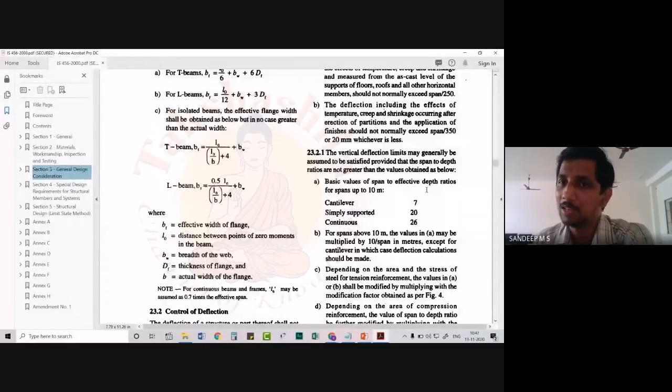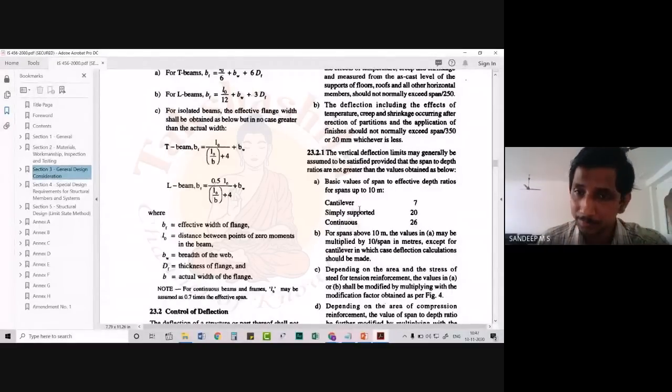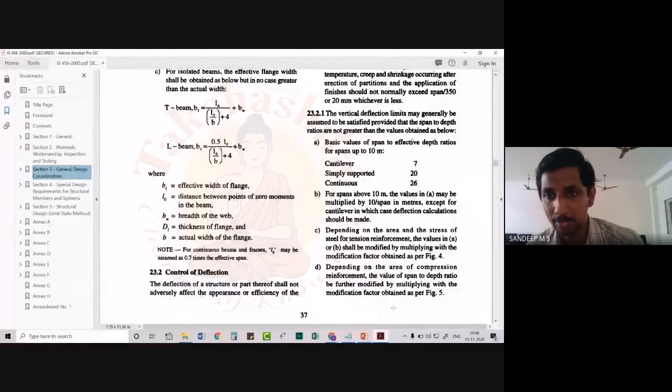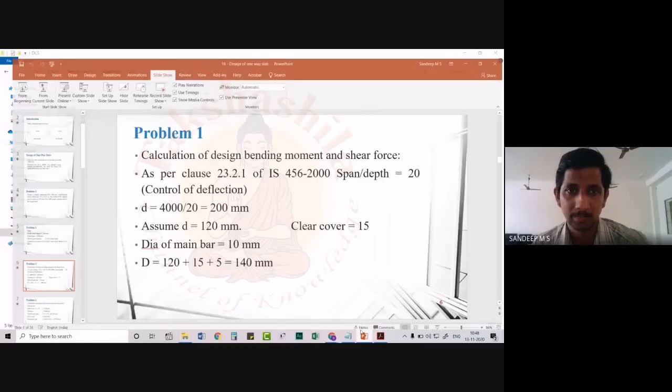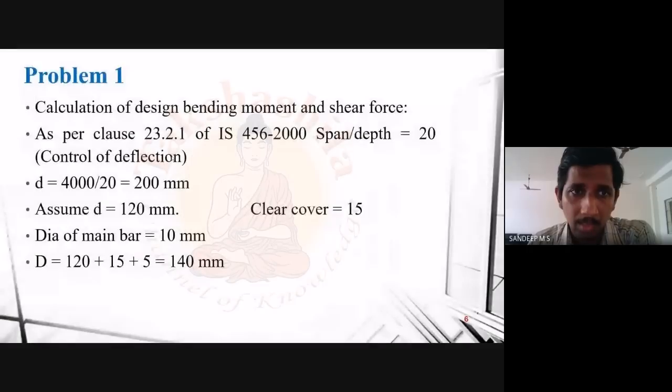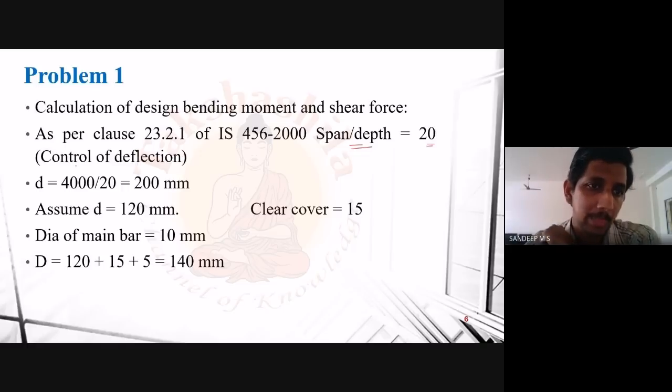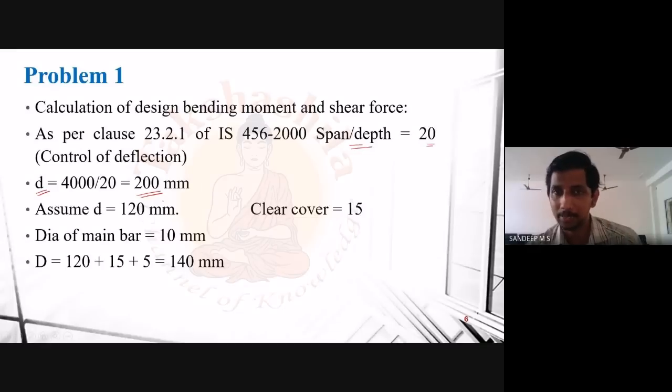The basic value of span to effective depth ratio they have mentioned was, for cantilever 7, for simply supported 20, and for continuous beam 26, and some other conditions are given below that. We will utilize these conditions and come back here later. For the time being, I am just taking the required span to depth ratio, that is 20, corresponding to a simply supported beam, and from this I get the value of effective depth, which in this case I have obtained as 200 millimeters.